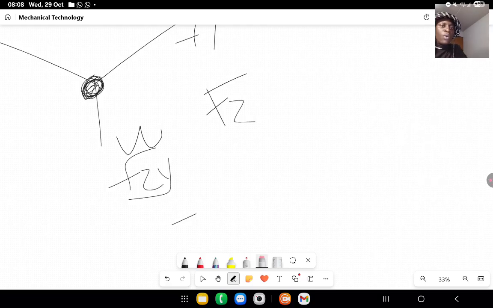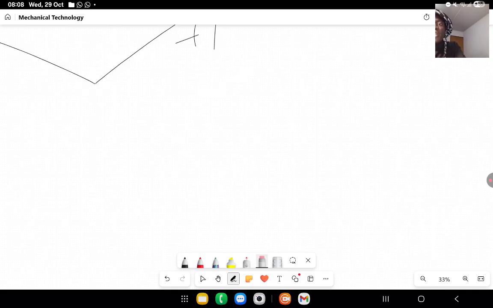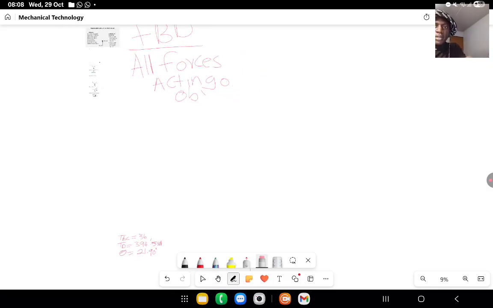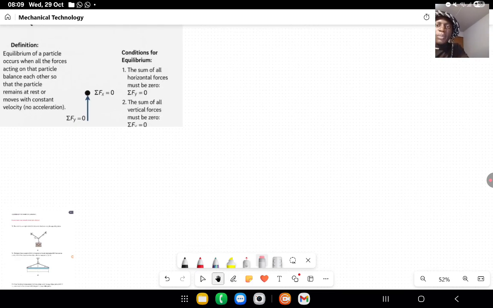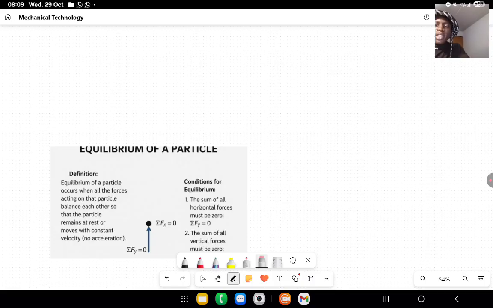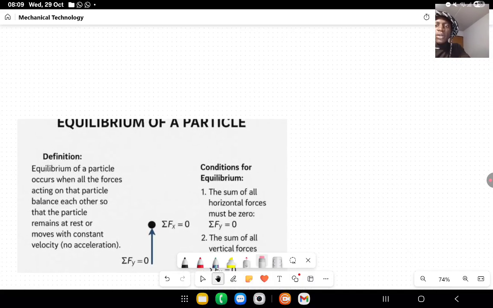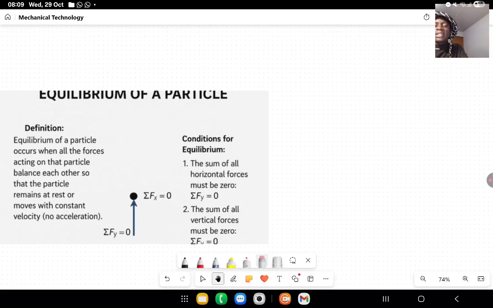Okay, I think now we are done with our sums. We are done with equilibrium of particles. Okay, let me erase this. Bear in mind, just note the definition: equilibrium of particles occurs when all forces acting on the particle balance each other so that the particle remains at rest or moves with constant velocity, or no acceleration.